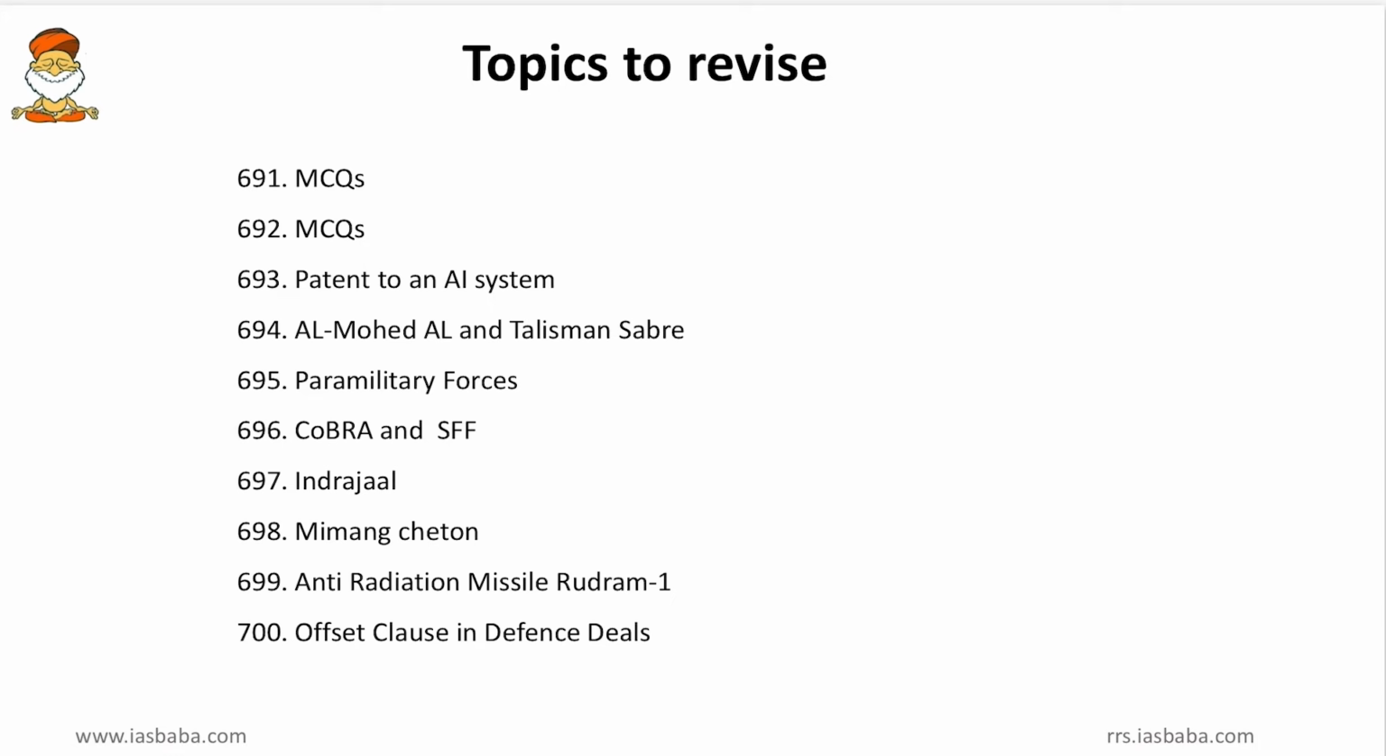The first two topics go with the MCQs and the guessworks as usual, and then the third one, patent on an artificial intelligence system, and then Al-Mohad Al and Talisman Sabre, the military exercises, then Paramilitary Forces, then Cobra and Special Frontier Force, and then Indrajal, and then Mimang Chetan, and then Antiradiation Missile, that is the Rudram 1, and then the offset clause in the defense deals.